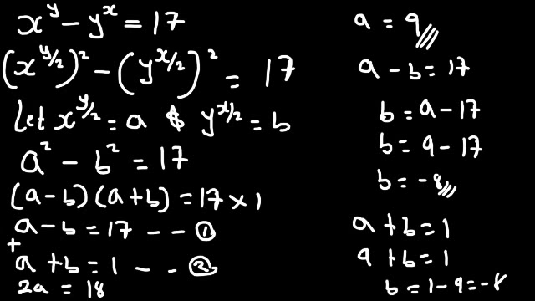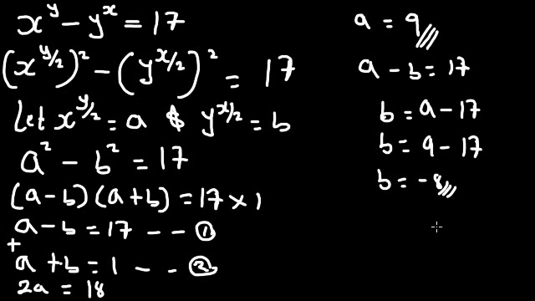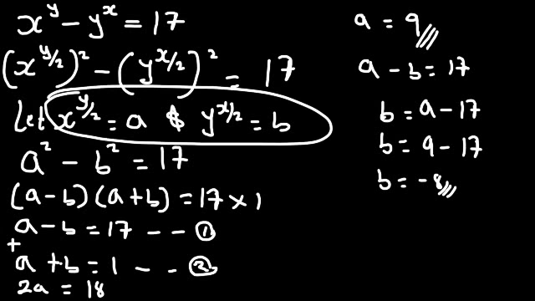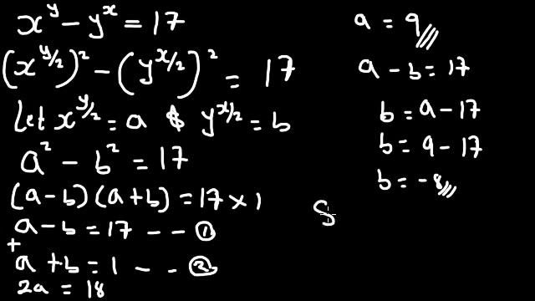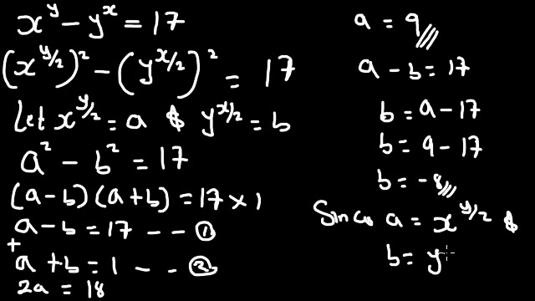Now that we have a and b respectively, we can recall the substitution we made right from the start. Since a is equal to x to the power of y over 2 and b is equal to y to the power of x over 2, then we can replace as follows.